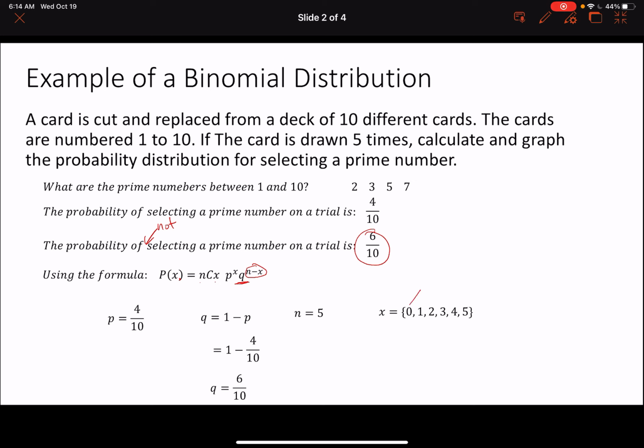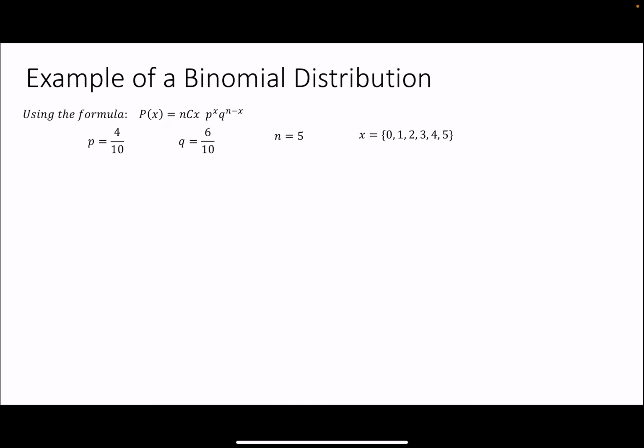So I can choose 5 cards and get 0 prime. I can get 1 prime, 2 prime, 3 prime, 4 prime, or 5, all 5 primes. And what is the probability of that happening? So we can use our formula for each random variable.